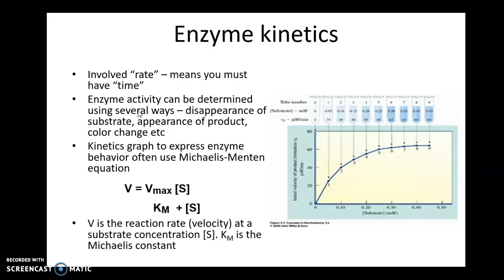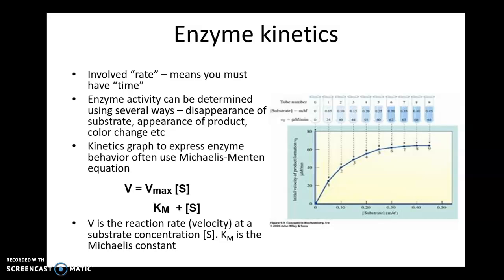This enzyme activity can be determined using several ways. For example, you can measure the disappearance of the substrate, the appearance of the product, and so on. You can measure this by measuring the color change. Usually we perform the reaction and then we put something that can change the color of the reaction based on the disappearance of the substrate or appearance of the product, and then you can measure them under the spectrophotometer. Okay, and then you can plot the graph.